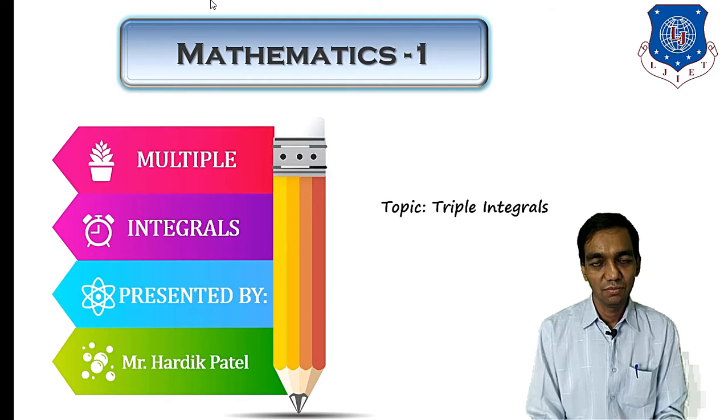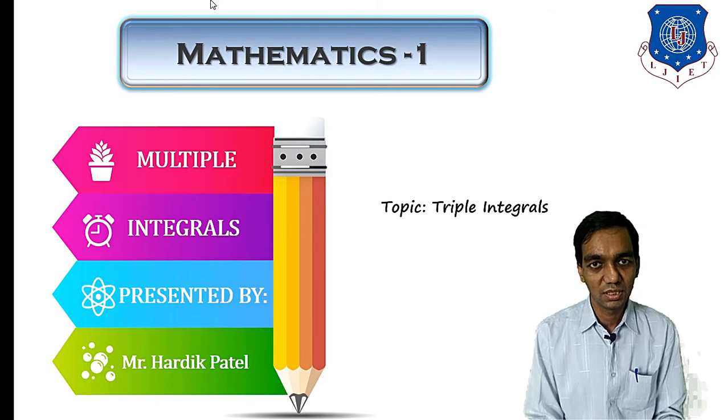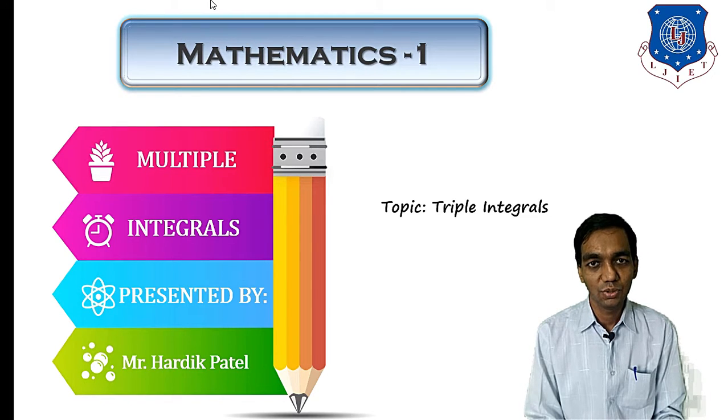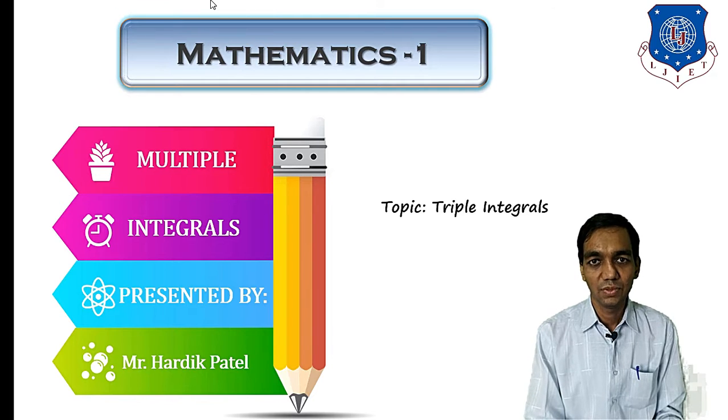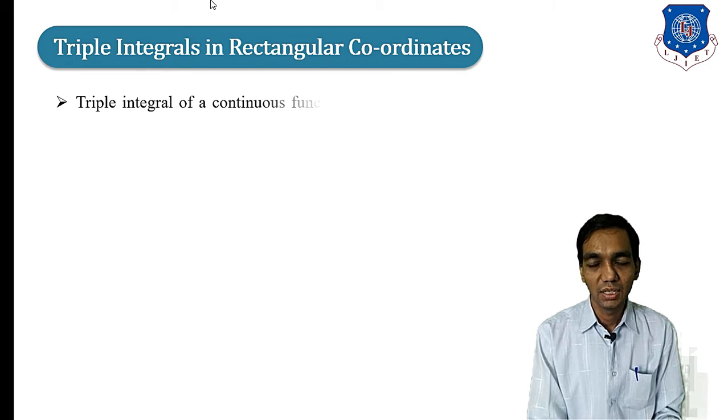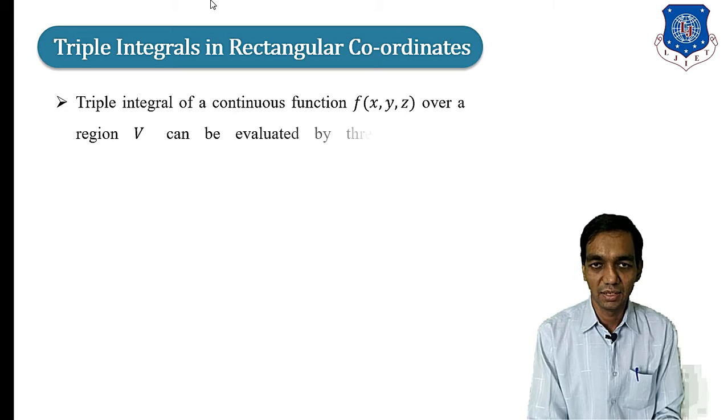Up to last session, we have seen some basic concepts of multiple integral, change of variable, change into polar, and area by double integration. Now today, we are starting with triple integration. First of all, in a triple integration, we are starting with a simple rectangular coordinate. That means we are starting with the coordinate system x, y, and z.